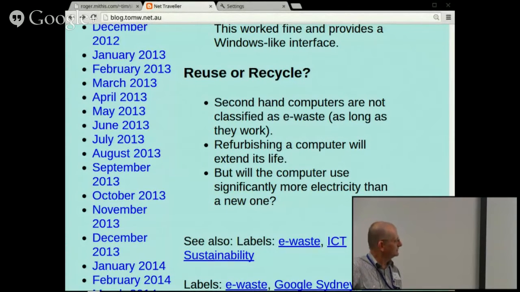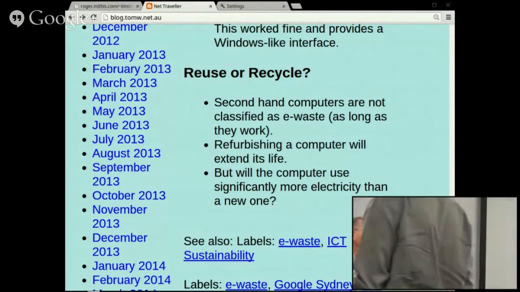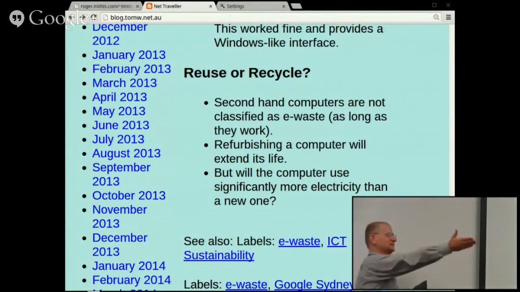I have been thinking next time I need a new computer, I'll just put a sign out the front saying computer recycling service. Minimum standard accepted is the following. And there was one last question.